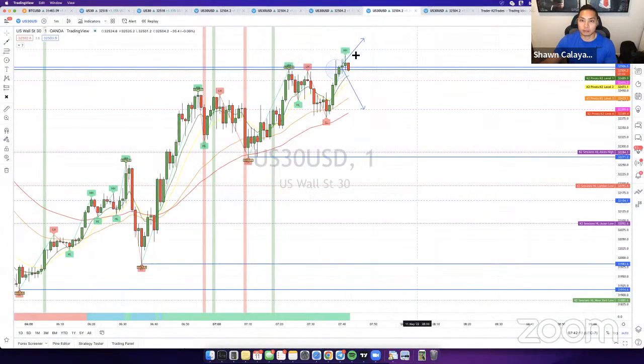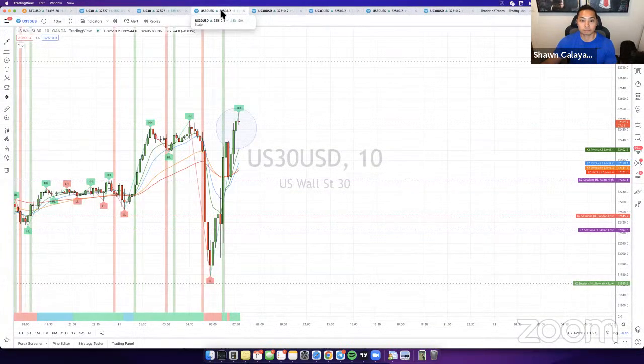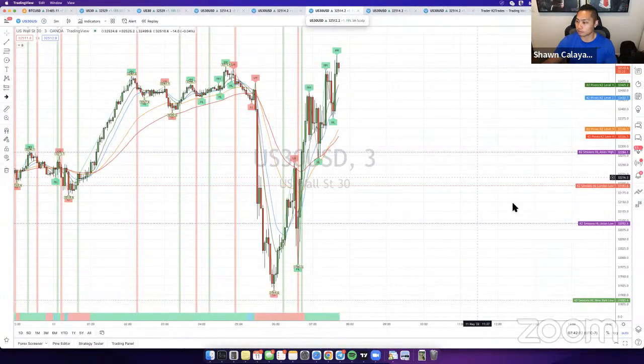All right, so no clear direction here yet off the 1 minute. Price is still kind of bouncing around. There's nothing here on the 3 minute. Yeah, there really isn't much for us to look at here for the most part.